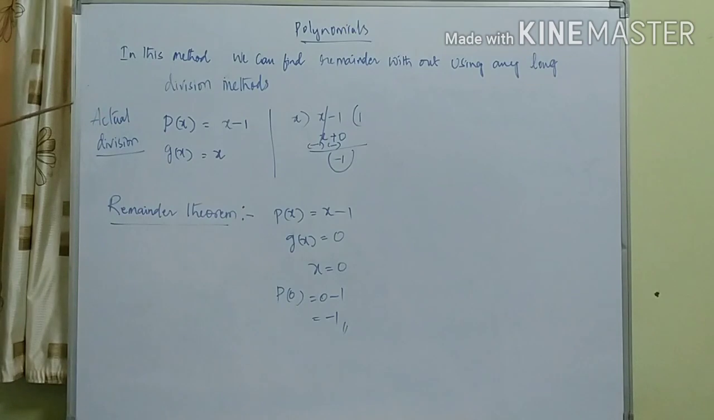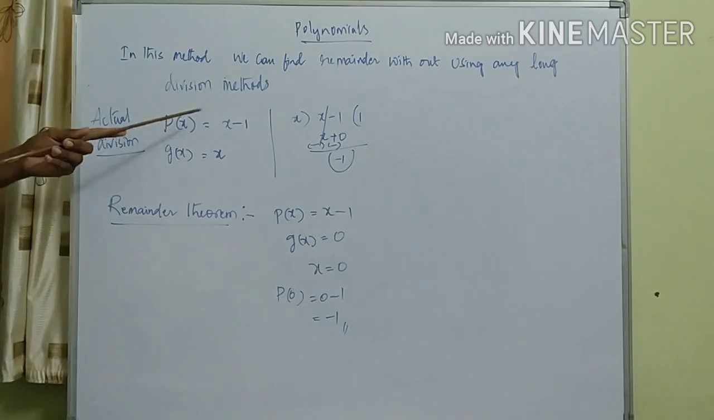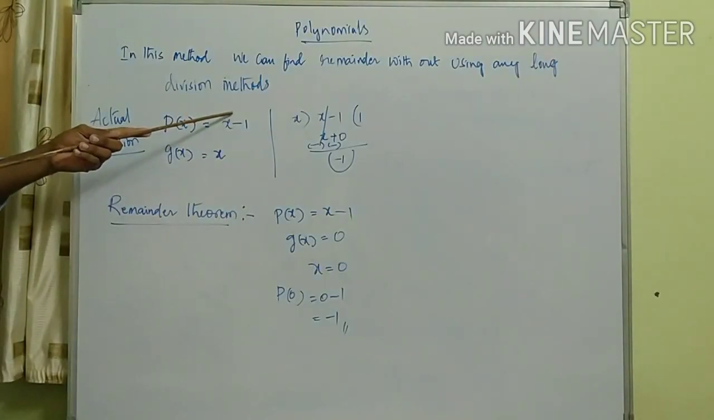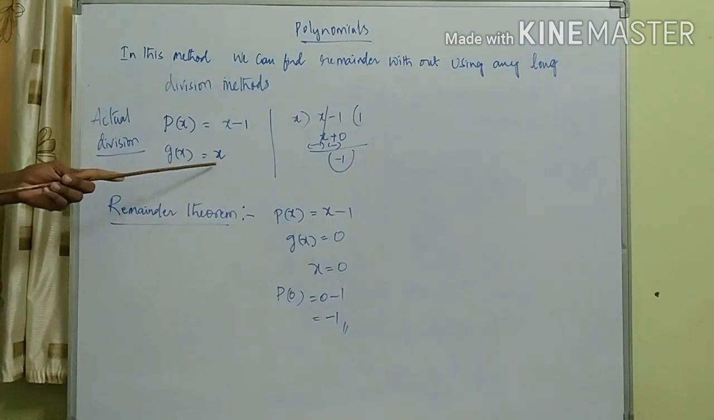Here we take an example, that is p of x is equal to x minus 1. In this polynomial, the degree of the variable x must be greater than or equal to 1. Here the degree of the variable is 1. And g of x, we take g of x is equal to x, some variable.